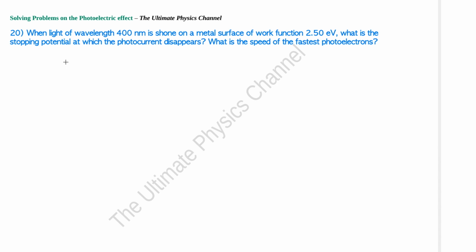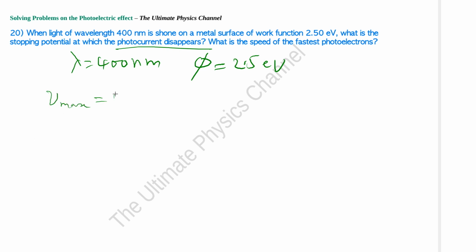Next is, when a light of wavelength 400 nanometers is shone on a metal surface of work function 2.5 eV, what is the stopping potential at which photocurrent disappears? Of course, the idea of stopping potential is that it is the potential at which the photocurrent becomes zero. So, what is the speed of the fastest photoelectrons? V max is what is asked in this question.